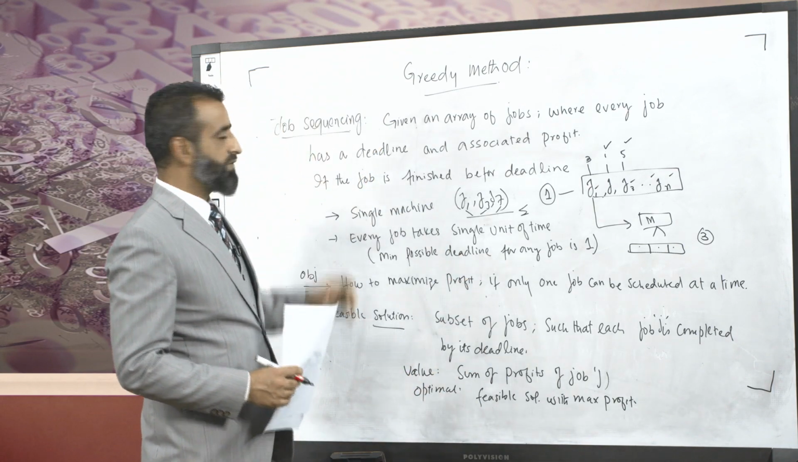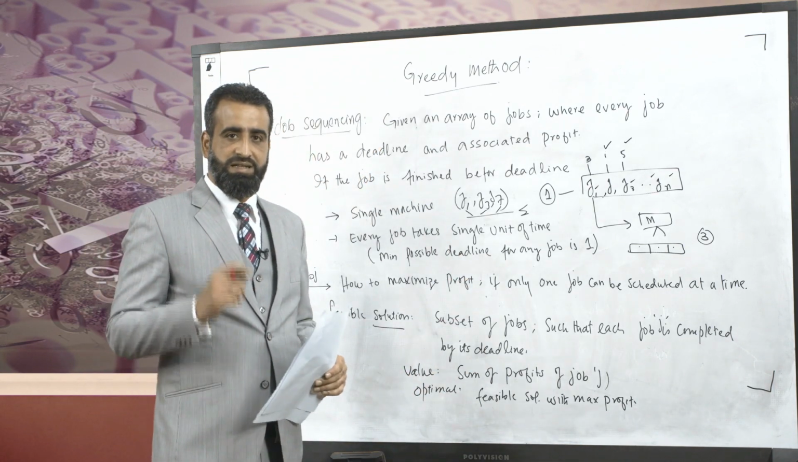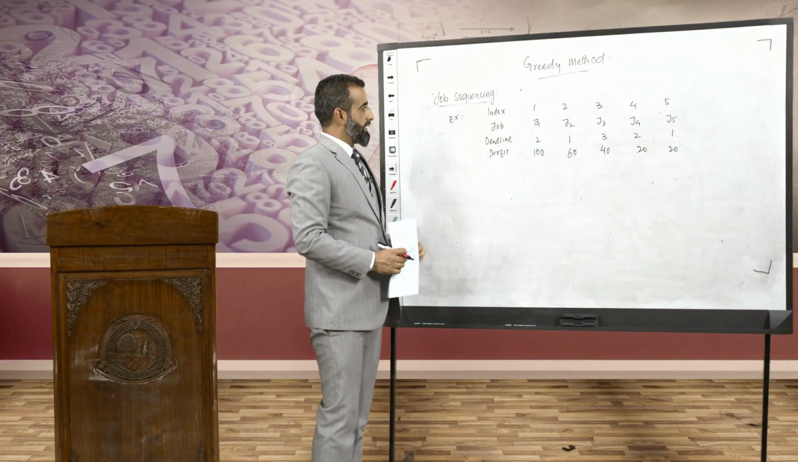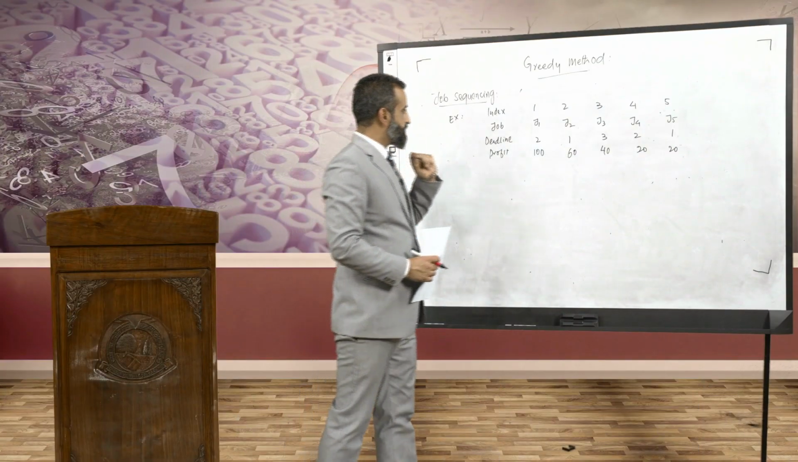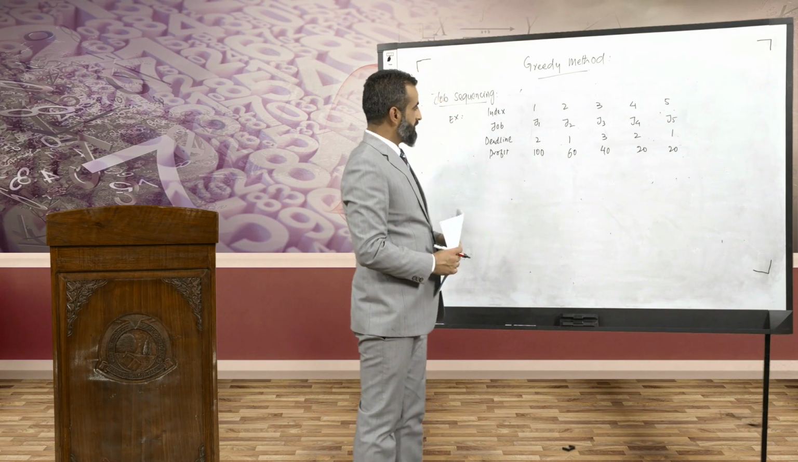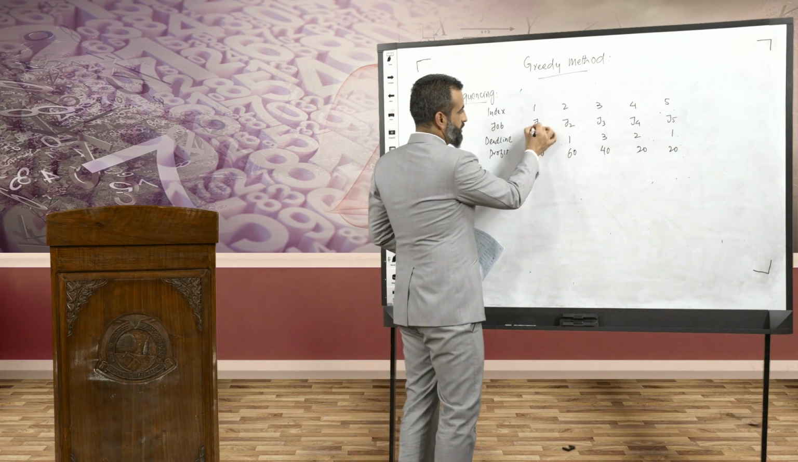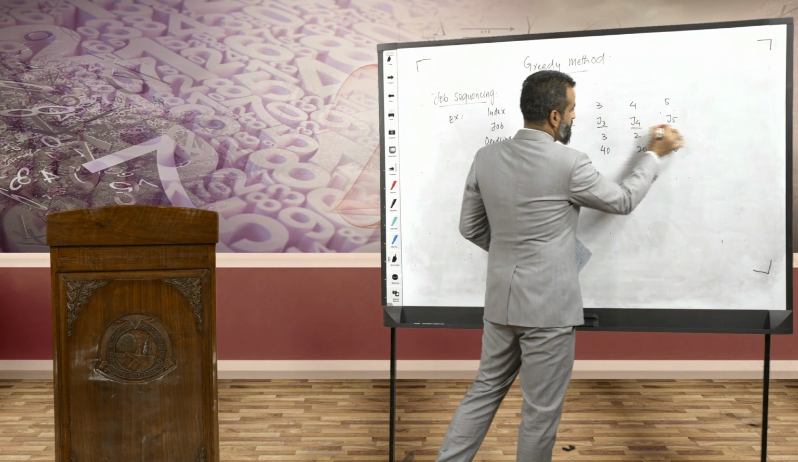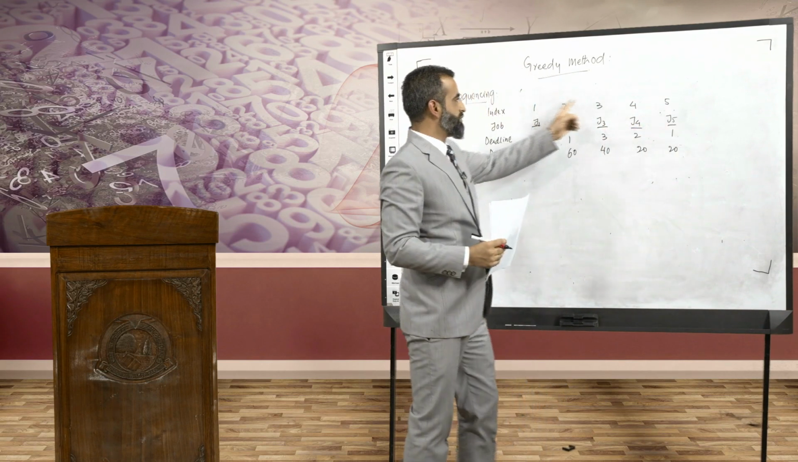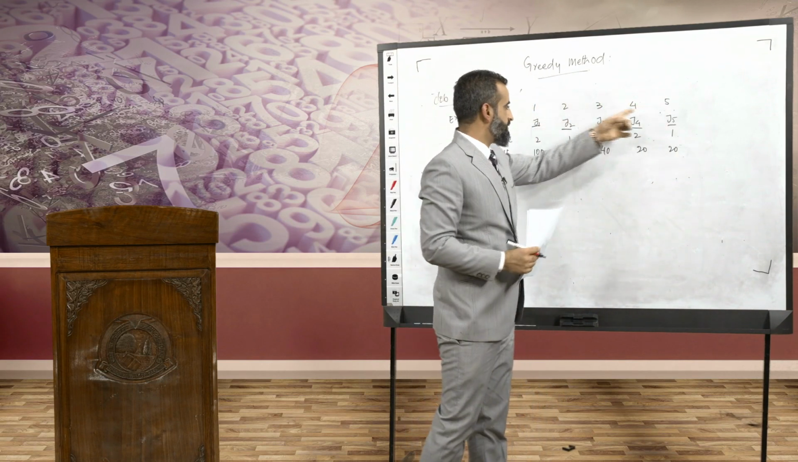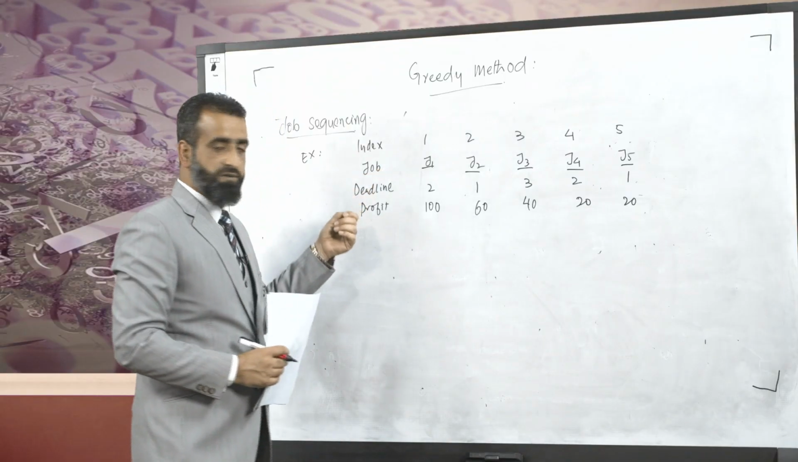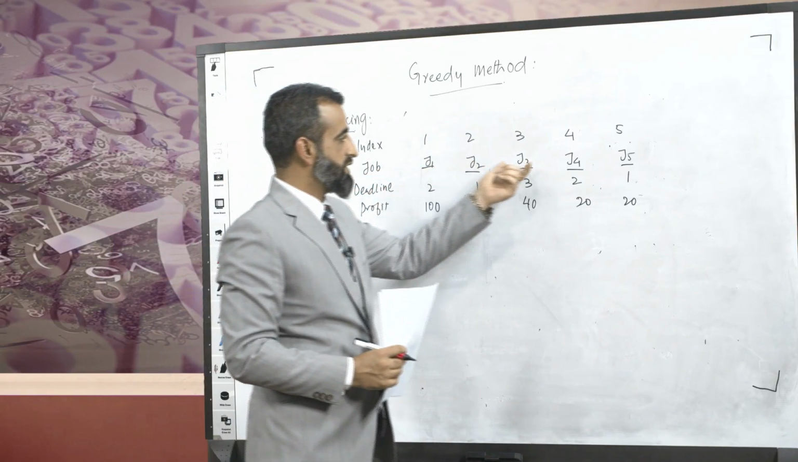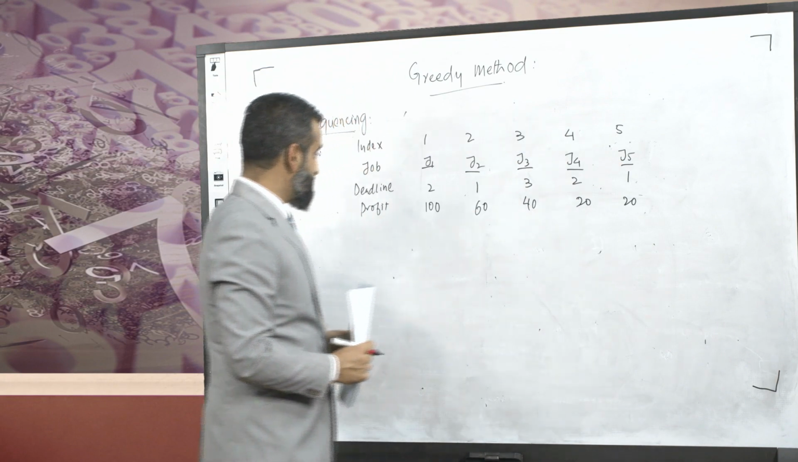Let's take an example for this job sequencing problem and understand how exactly it works. Let's try to solve this one job sequencing problem. If we see the problem, we have 5 jobs. I'm using this index to count how many jobs I have: 1, 2, 3, 4, 5. These jobs can be identified by their job indexes, J1, J2, J3, J4 and J5.